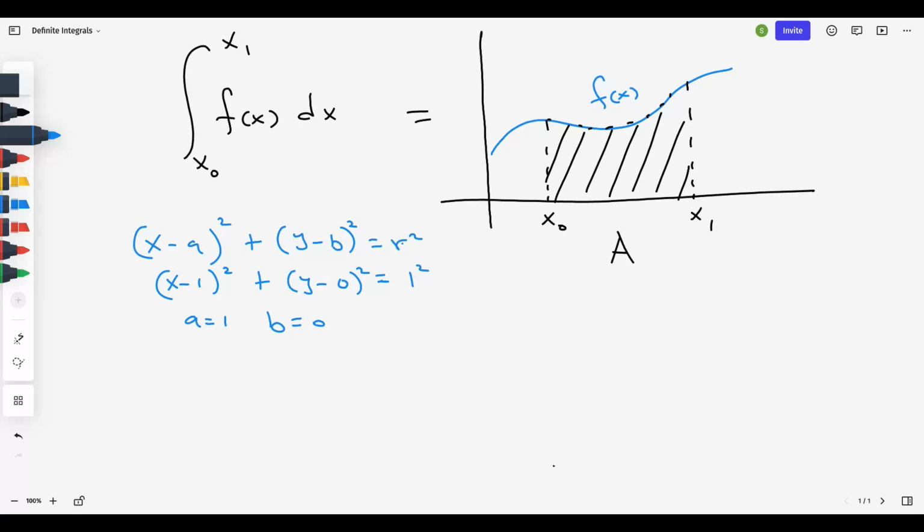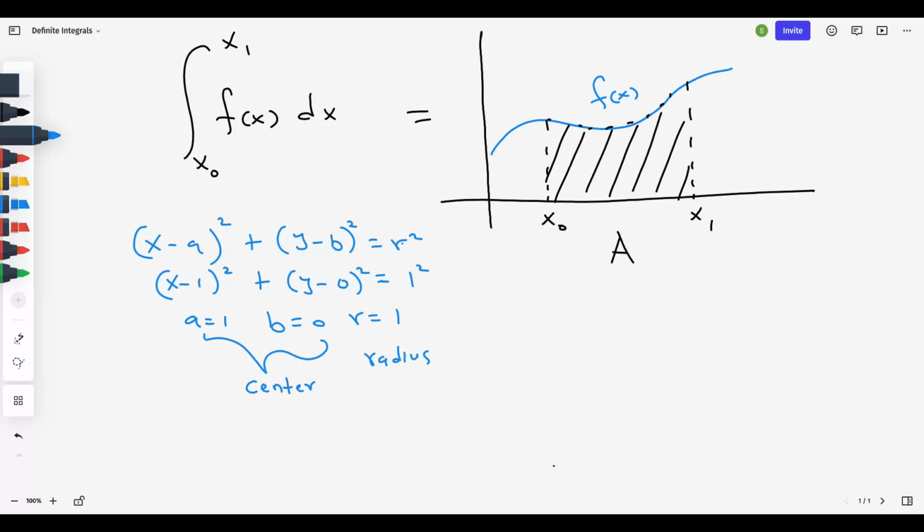Okay, so let's sketch this circle now that we know that A is equal to 1, and A is the value of X at the center of the circle and B is the value of Y at the center of the circle. R square is just the radius squared. So if R square is equal to 1 squared, that means the radius R is 1. So we have the coordinate for the center, and then we have the radius, right? That's all the information you need to sketch a circle.